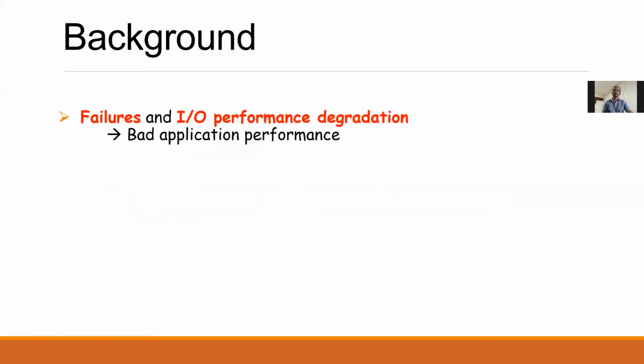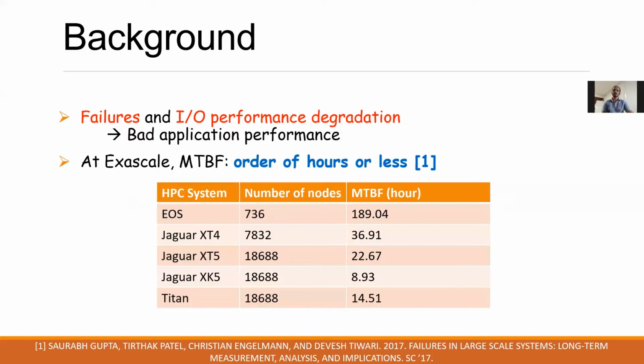As is already known, failures and IO performance degradation are two of the biggest challenges in the HPC domain. They lead to bad application performance. As can be seen in this table, some of the biggest HPC systems suffer from low mean time between failures, which is in the order of days. At exascale level, the mean time between failure is expected to be in the order of hours or less.